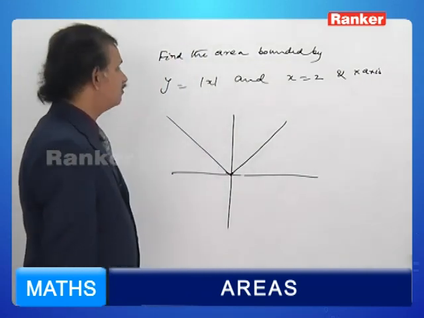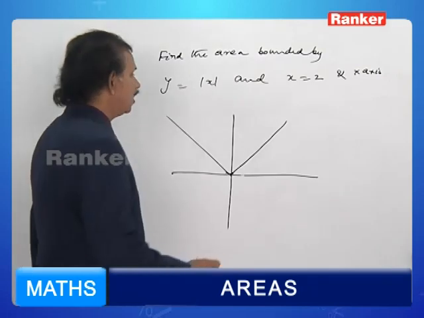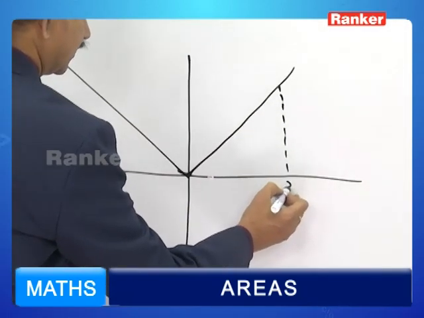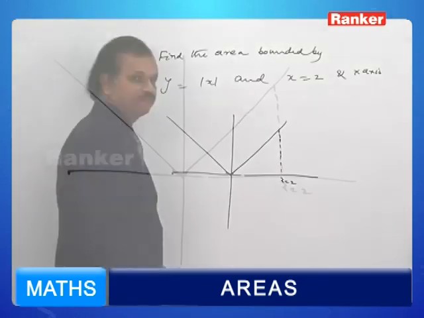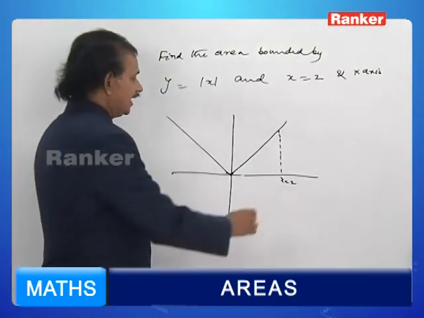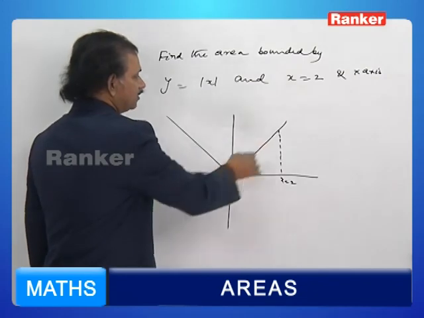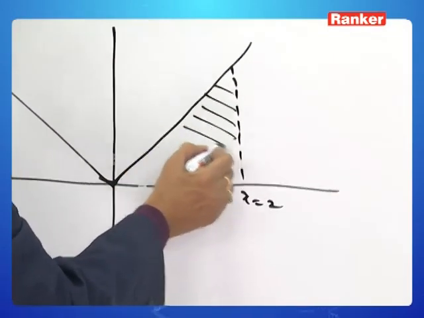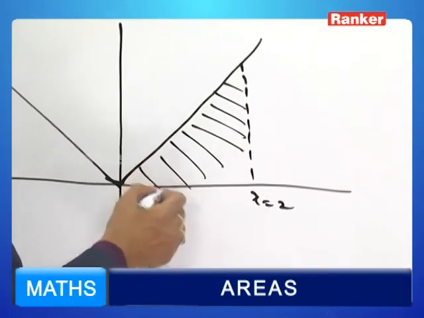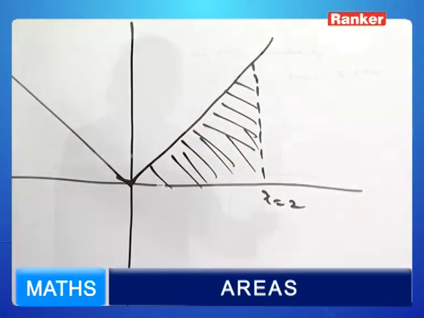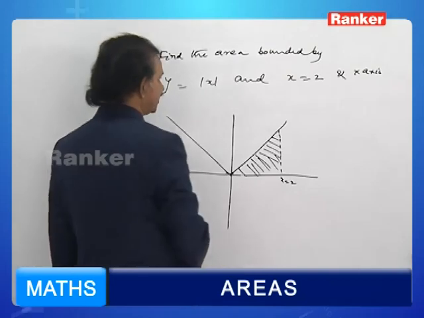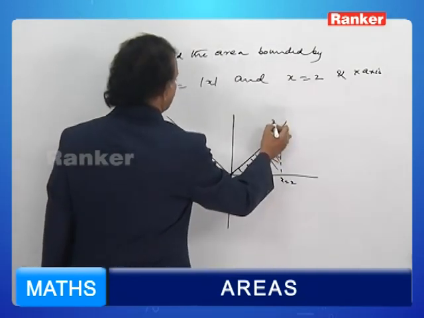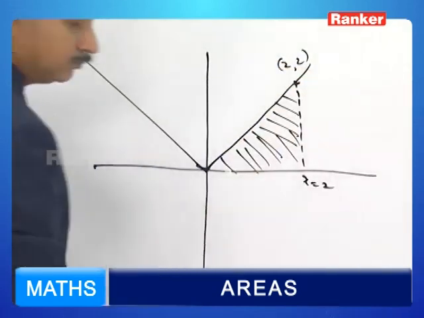Like this, the graph goes. This is y is equal to mod x. X is equal to 2 only. This is, of course, the line x is equal to 2. The x-axis, y is equal to mod x and x is equal to 2. This area only is required. It is very simple, isn't it? If x is equal to 2, automatically y is also 2. This point is 2 comma 2.